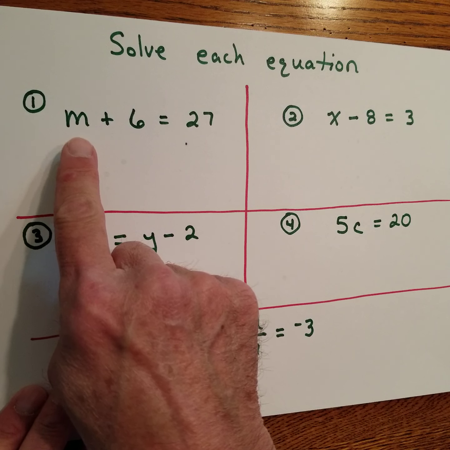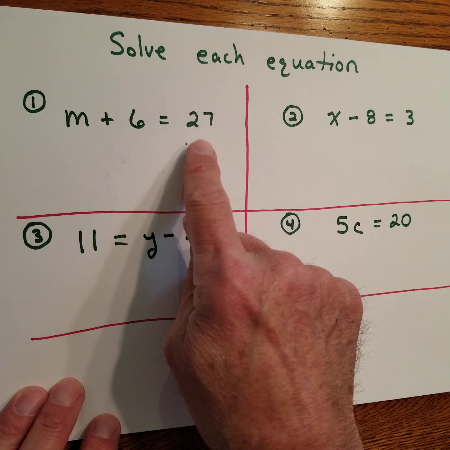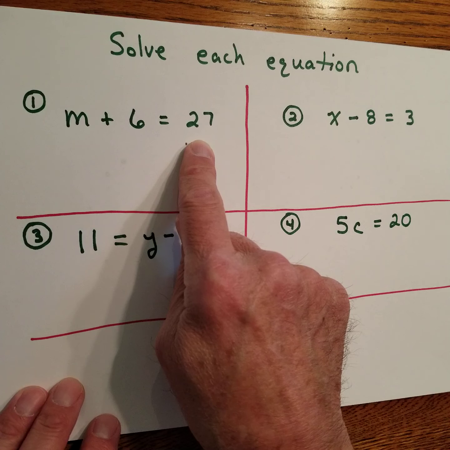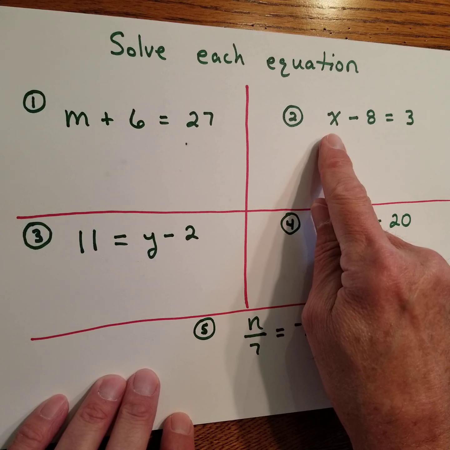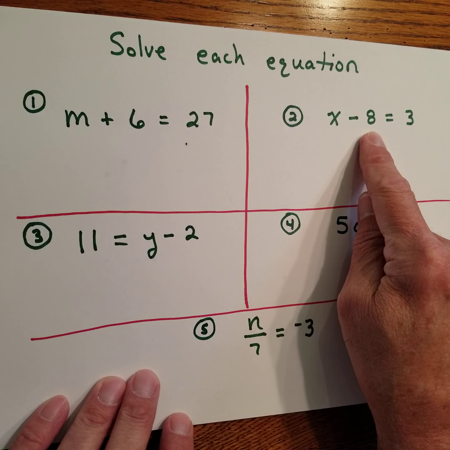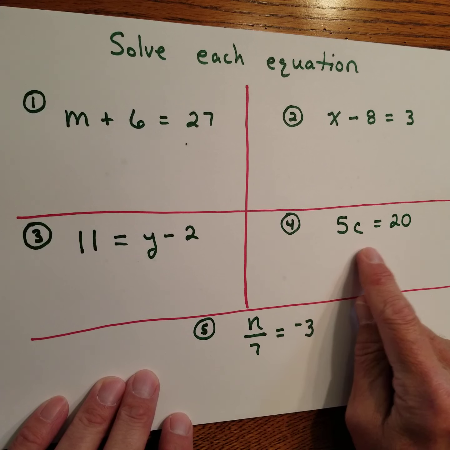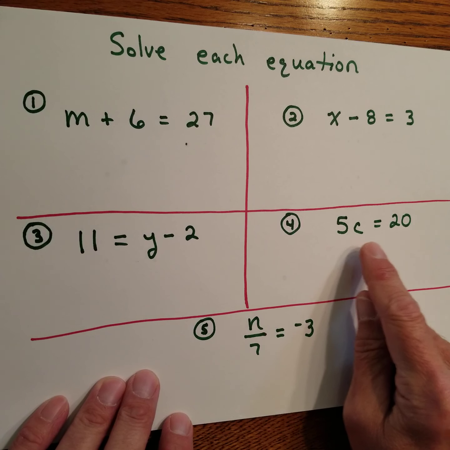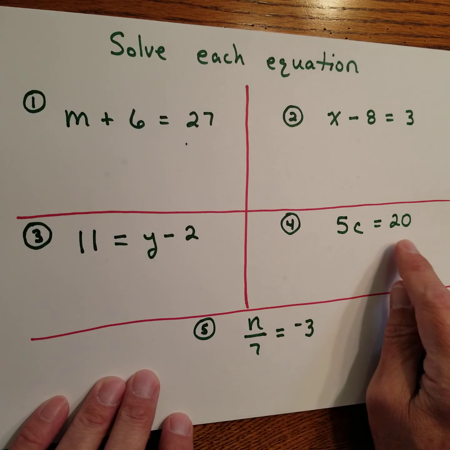Can you think of a number that you can add 6 to and end up with 27? I can do that one in my head. How about number 2? Can you think of a large number that when you subtract 8 from it, you end up with 3? Number 4 is especially easy. Can you think of a number that you can multiply times 5 and end up with 20?